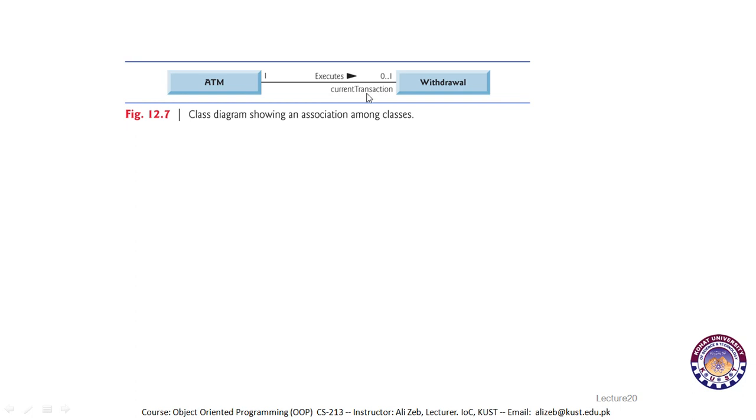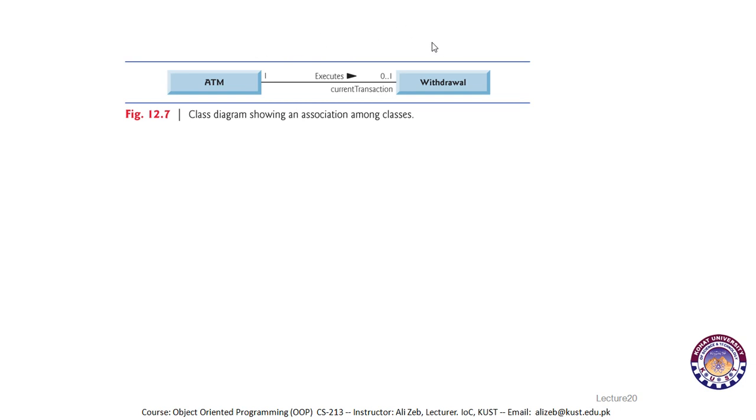In simple terms, we mean that whenever we are trying to withdraw some amount, we'll need to have at least one object of the ATM. We will have to initialize the ATM's object to be able to work with our withdrawal amount.